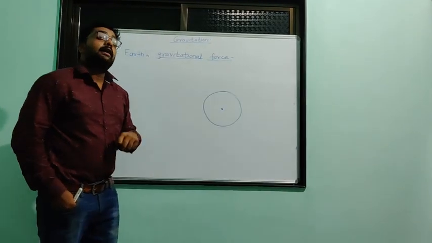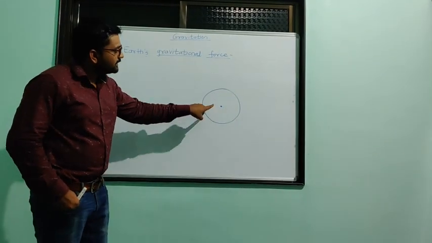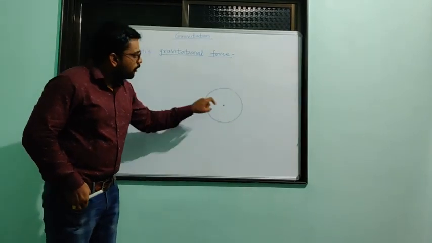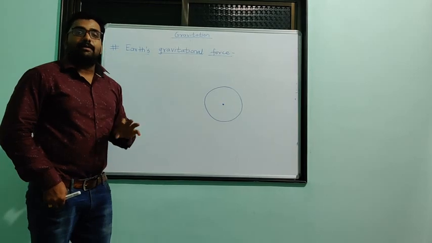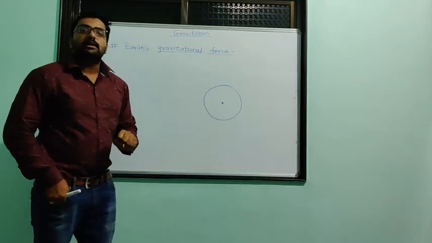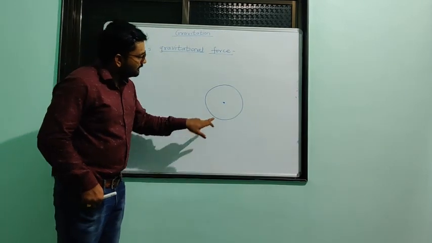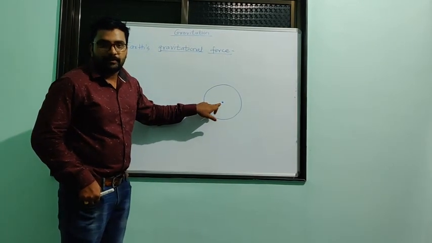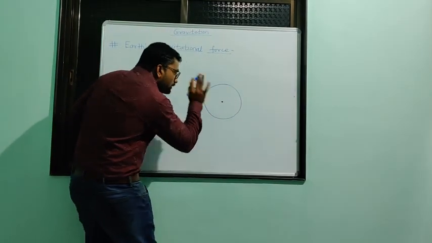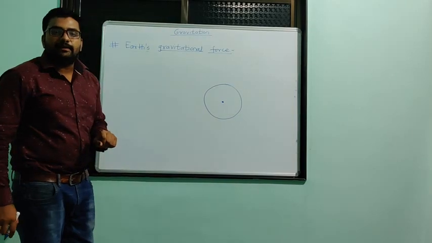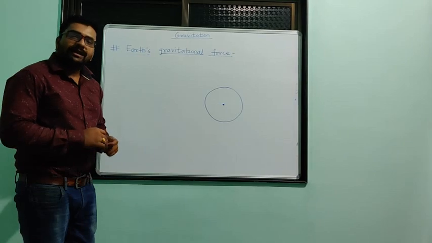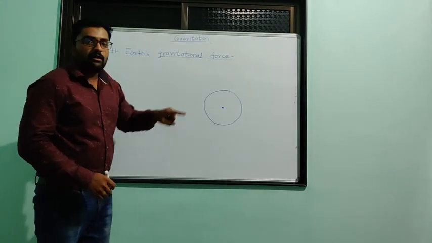It is the point where we consider that this is the center of mass. Center of mass means what? Simply a point where we consider, for our simplicity, that the whole mass of that particular object is gathered at this point. So we consider that this is the center of Earth, and here all the mass of Earth is gathered. So now this Earth's gravitational force is always towards the center of Earth.